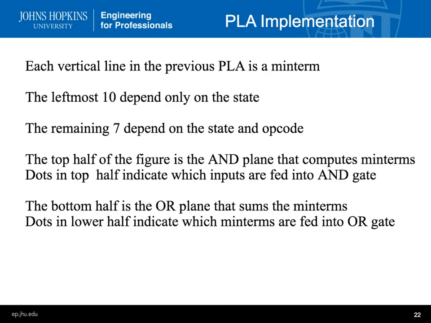Like I just said, each vertical line in the PLA is a minterm, so it's a set of ANDs. We saw the leftmost 10 depend only on the state, and then the remaining 7 depend on the state and the opcode. The top half is the AND plane. The bottom half is the OR plane.